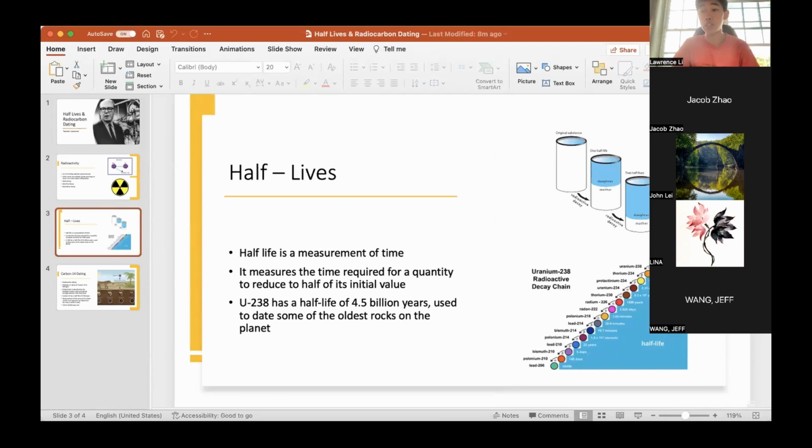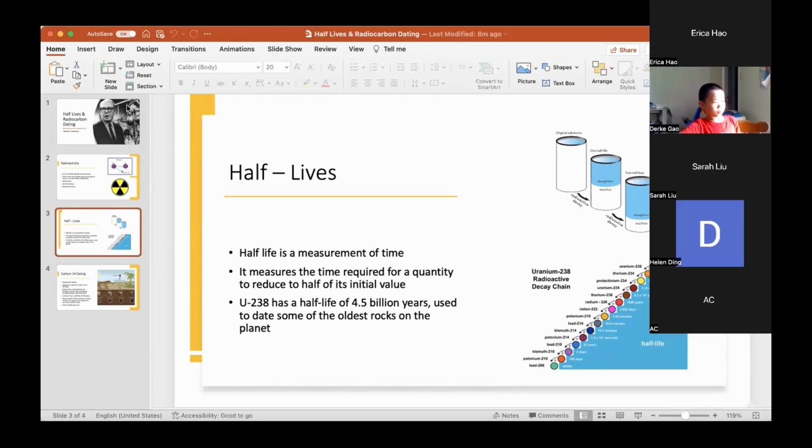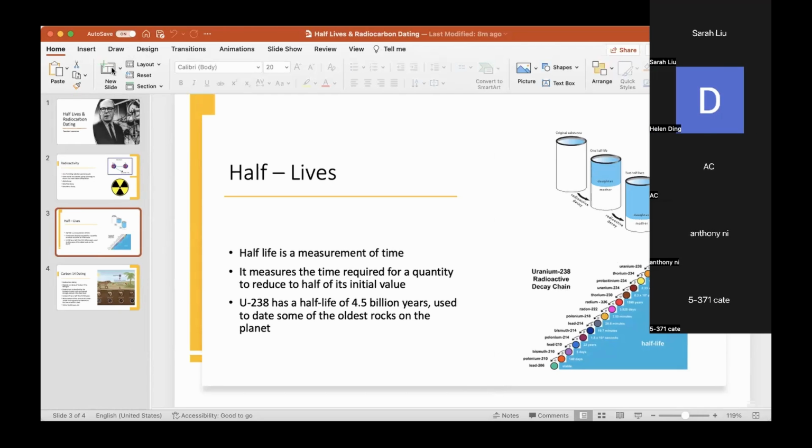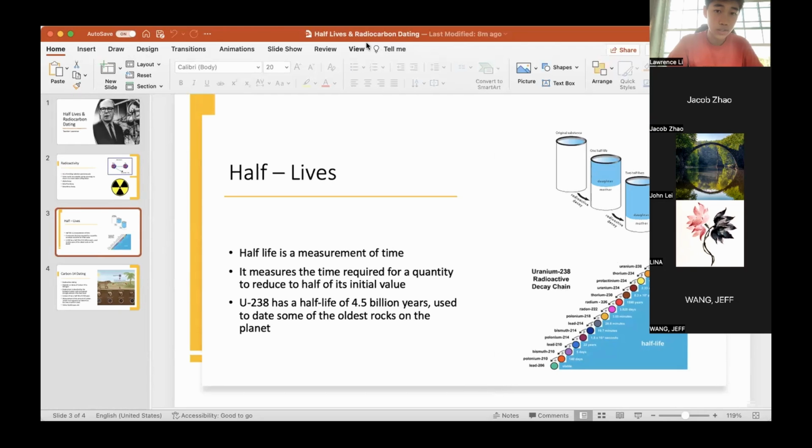Okay, but let's talk about half-lives now. To start off, have any of you heard of the term half-life? I don't think anybody has heard of the term half-life. Okay, that's okay. You guys are still young. Half-life is a pretty advanced concept, so I didn't expect anyone to know it.